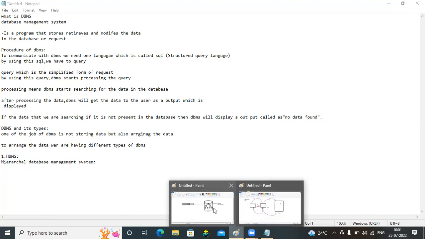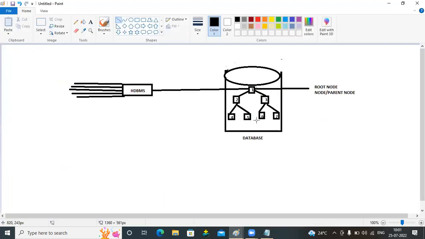See, I'm showing the example. After that, I will give you the definitions. So here, the process of HDBMS. We have a number of processes in storing the data. The first one is hierarchical database management system. In this database management system, the data is stored in a tree type structure. I have drawn the diagram. In the diagram, this is the database.